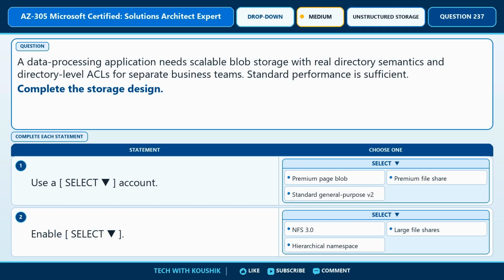Review the situation. A data processing application needs scalable blob storage with real directory semantics and directory-level ACLs for separate business teams. Standard performance is sufficient. Complete the storage design. Statement 1. Use a blank account. The available choices are Premium Page Blob, Premium File Share, or Standard General Purpose v2. Statement 2. Enable the blank. The available choices are NFS 3.0, large file shares, or hierarchical namespace.